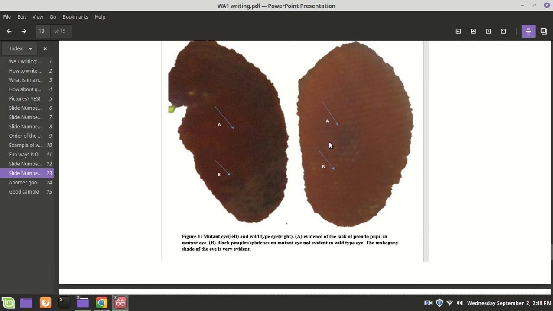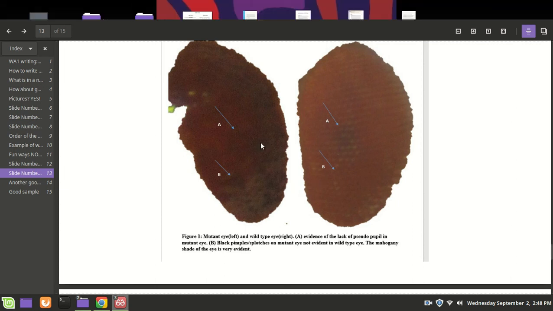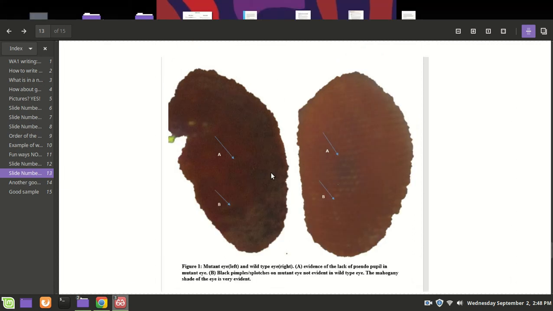This is great. Get the little arrows and AB. You probably ought to make this AB and CD or something if this were two different wings. Or what are they doing here? Oh, these are the eyes. I see. Yeah, I'm not sure. I don't think I like this one.